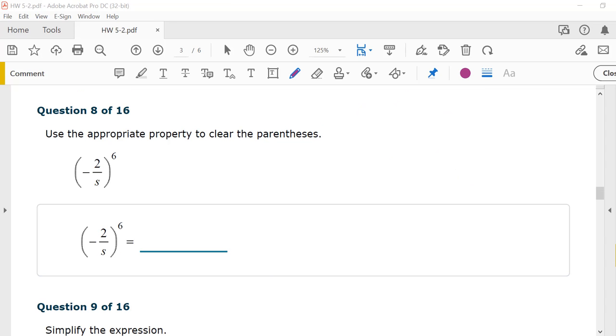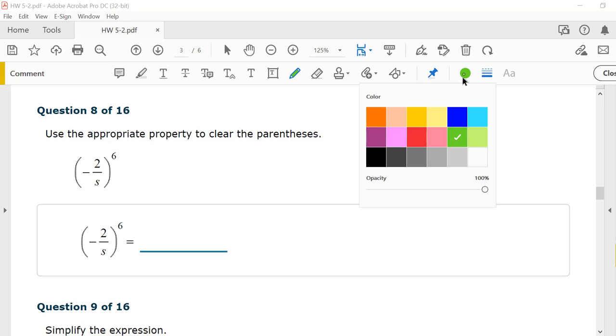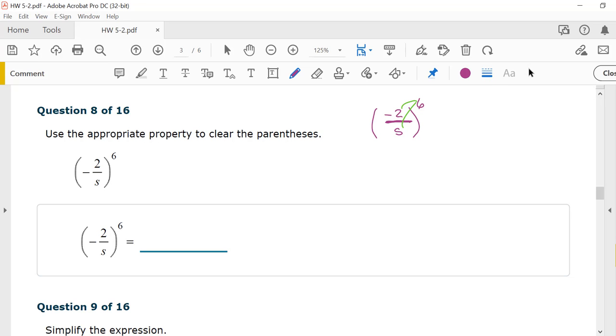All right, I have question 8. The quantity negative 2 over s to the 6th. Okay, this is dividing, so I can distribute the exponent to the top and the bottom. So I've got parentheses negative 2 to the 6th over s to the 6th.